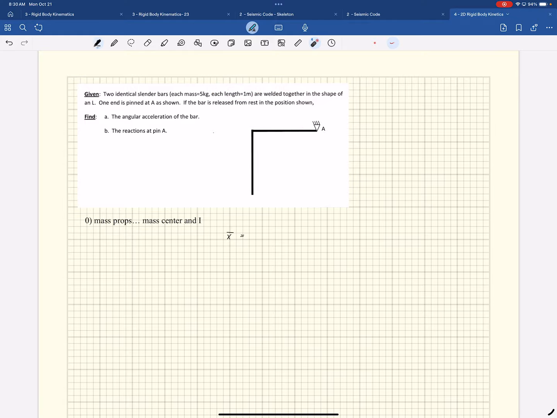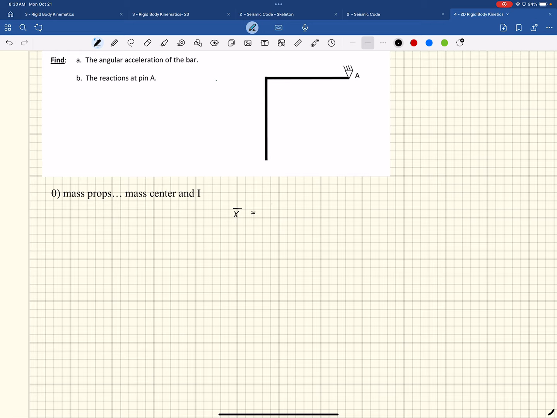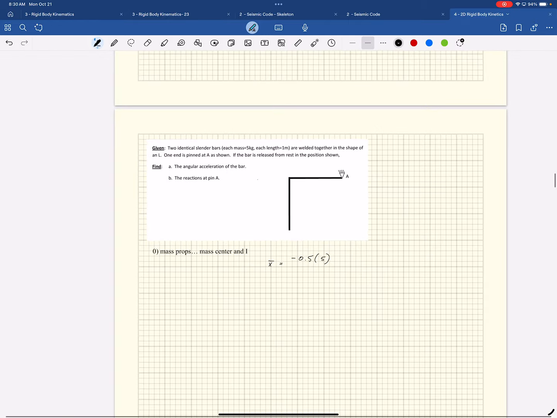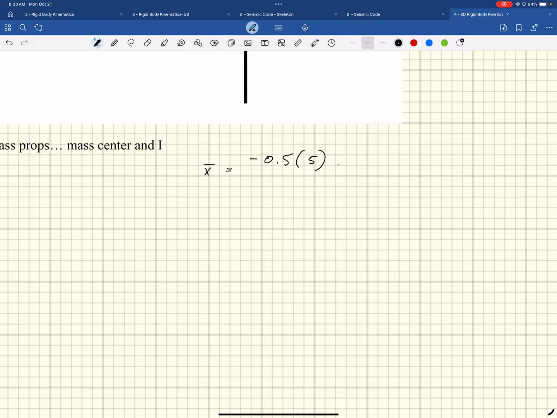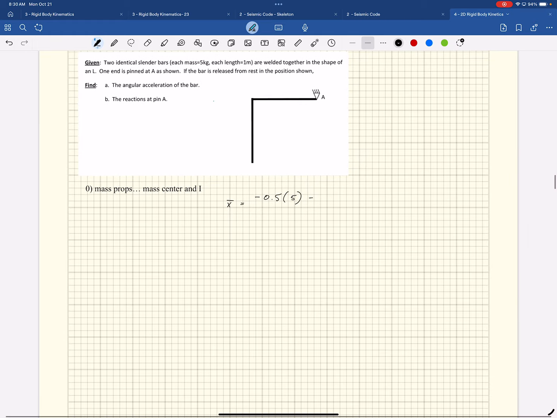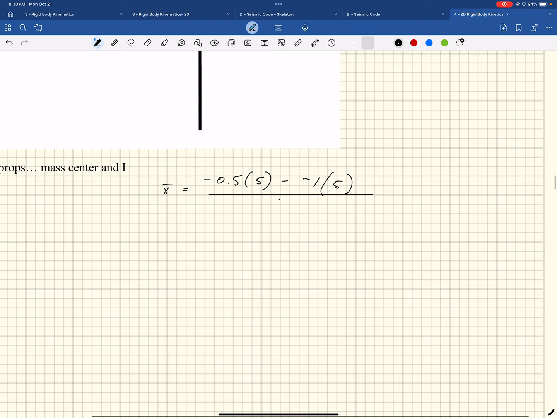So it would be negative 0.5 times its mass. They said each one was 5 kilograms, right? Yep, 5. And then this object right here, its distance in that direction is just 1. So it's minus 1 times 5. And all of that divided by the total mass, which would be 10. And so this ends up being negative 0.75 meters. Do that same thing with the y bar.